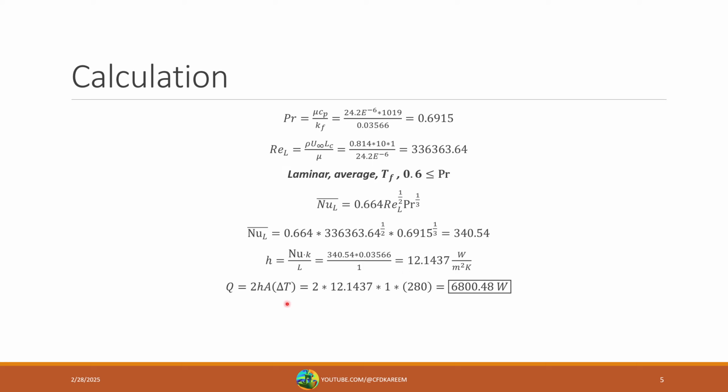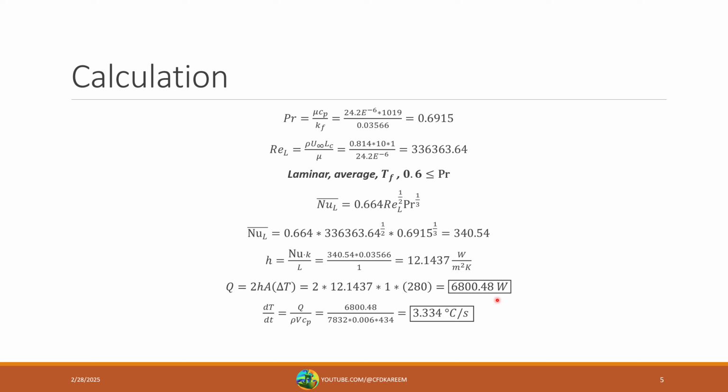To calculate our total energy dissipation, or our heat transfer rate, we're going to use this equation. We're going to put this 2 out front, and this is essentially just saying that we have both sides of the plate which are being cooled simultaneously. We'll take our heat transfer coefficient, the area of each side of the plate, and then the difference in temperature between our free stream and the initial temperature. And that's going to give us, for each plate, a heat transfer rate of 6,800.48 watts.